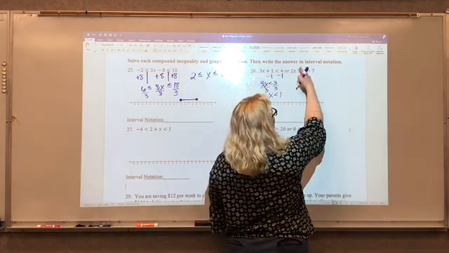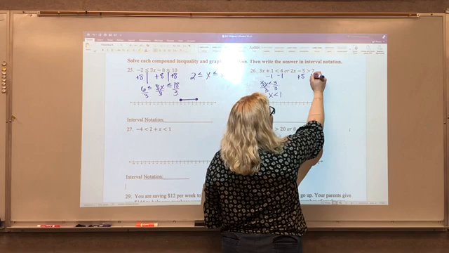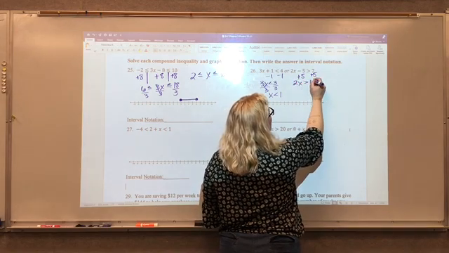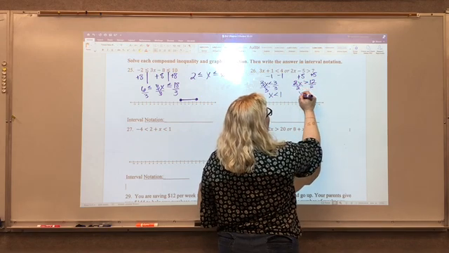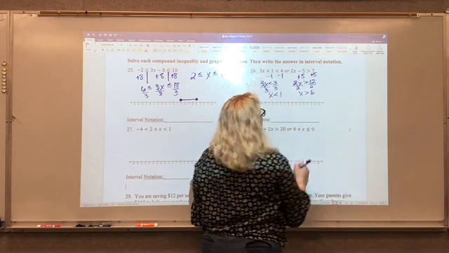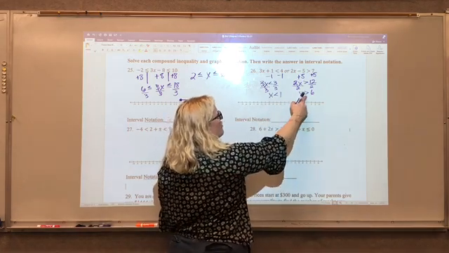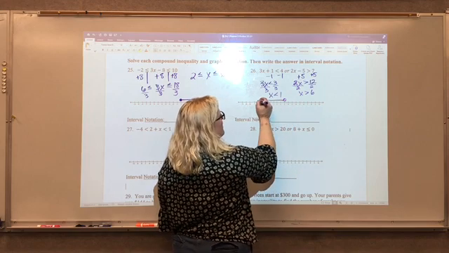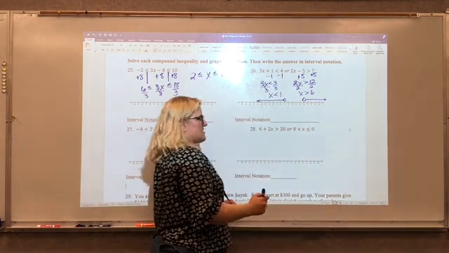Over here, remember, you got to get rid of the extra terms first. So I'm going to add 5, and I have 2x is greater than 12. Divide by 2, and I have x is greater than 6. So when I graph that, make sure that you have open circles for both of these, but x is less than 1, and x is greater than 6.